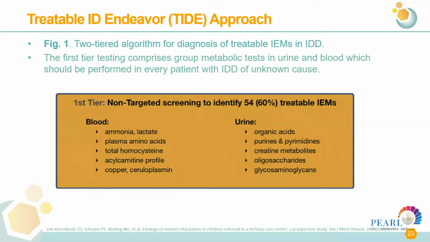So this is the first tier, non-targeted screening, which identifies 60% of treatable inborn errors of metabolism. As you can see here, it's a very long list: ammonia, lactate, plasma amino acids, total homocysteine, acyl-carnitine, copper, ceruloplasmin, and in the urine, organic acids, purines, pyrimidines, creatine metabolites, oligosaccharides, and glycosaminoglycans. So this is done for all of the patients.